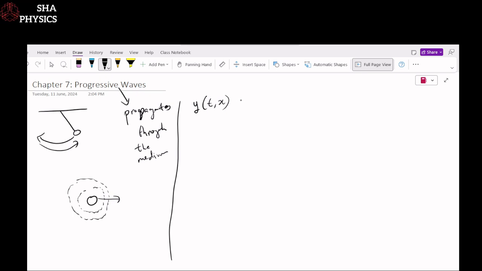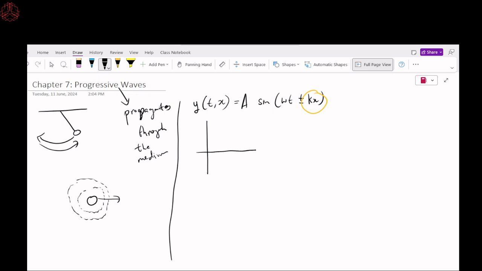So a general approach that one can do would be to use the same description that we use in simple harmonic motion, which is a sine omega t, but then we change it with plus and minus kx. So now we have considered its propagation in space. Okay, so how do I make sense of this?